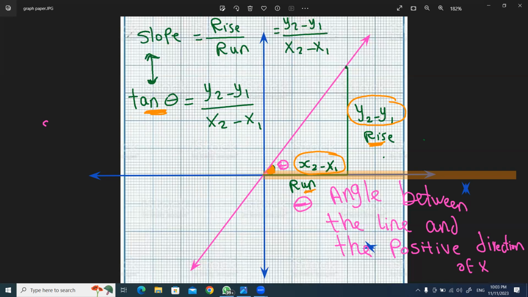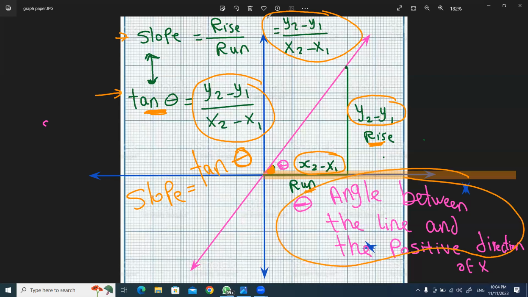So if we compare these two rules, the slope and tan theta: the slope is y2 minus y1 over x2 minus x1, and tan theta is the same, y2 minus y1 over x2 minus x1. So we can get the slope if we know the angle theta. The slope equals tan theta. What is theta? It is the angle between the line and the positive direction of the x-axis.